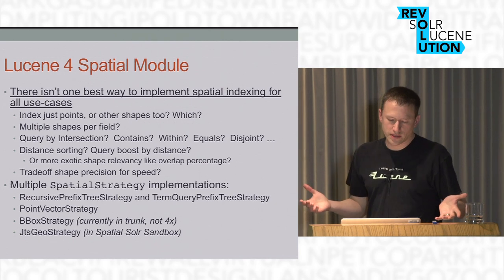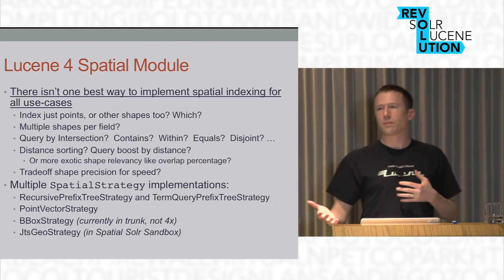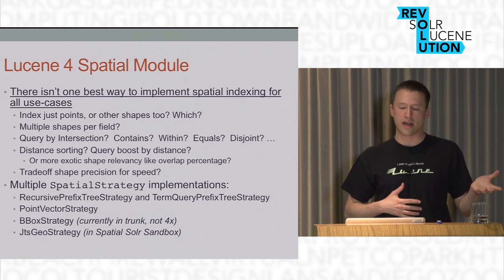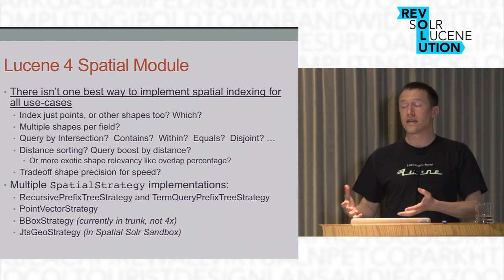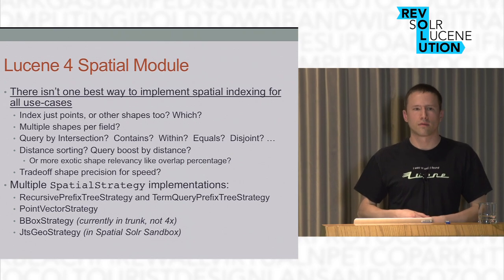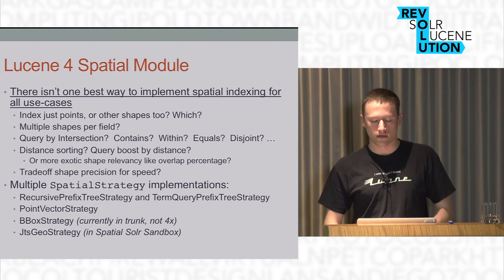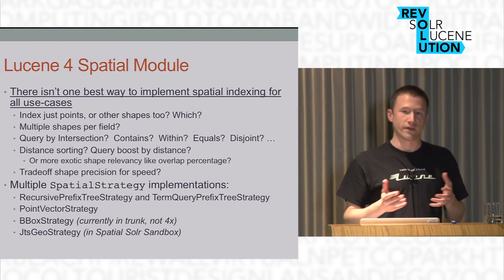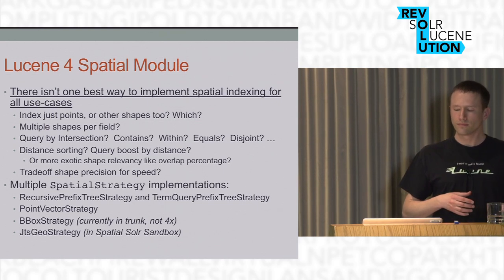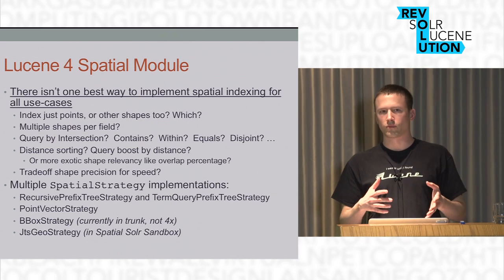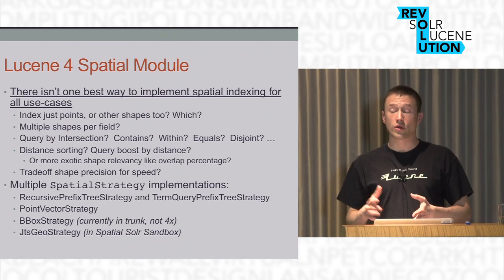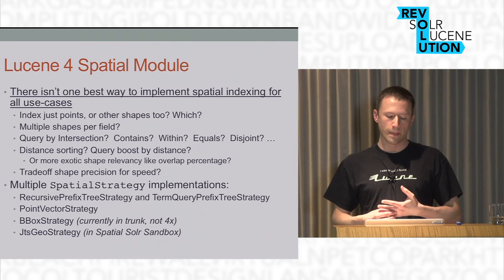Are you just indexing points, or do you need to index other shapes? There's one solution that can work if you're just indexing points, but the moment you want to index shapes, there's only one solution, or actually two, that can support that. Do you need to support a variable number of shapes per document or not? So there are various questions here that will guide you to different solutions, or to using multiple solutions together.